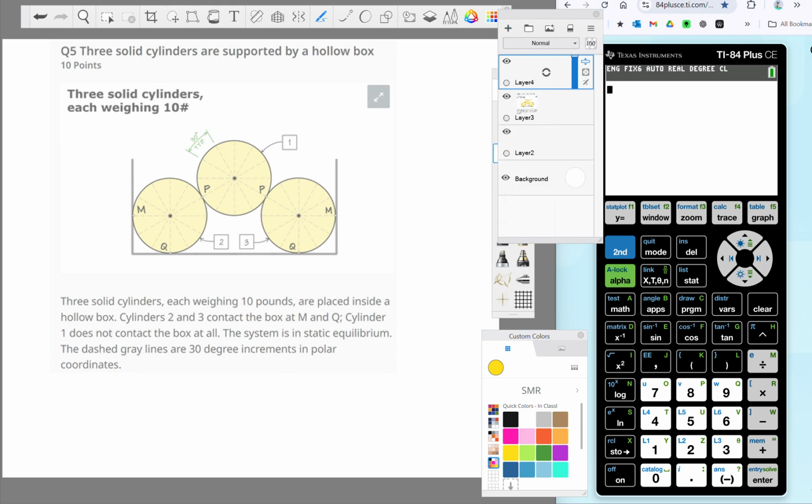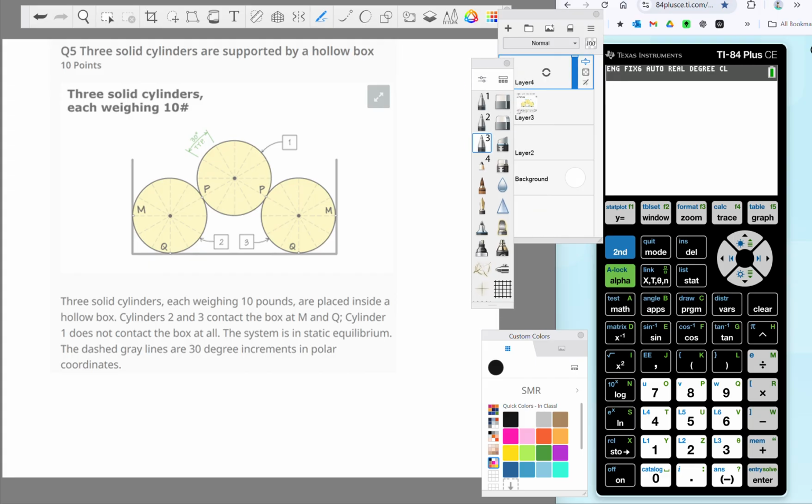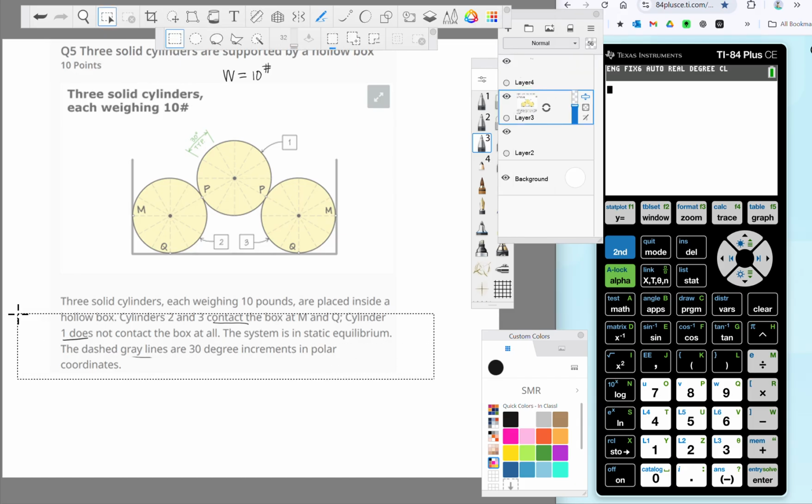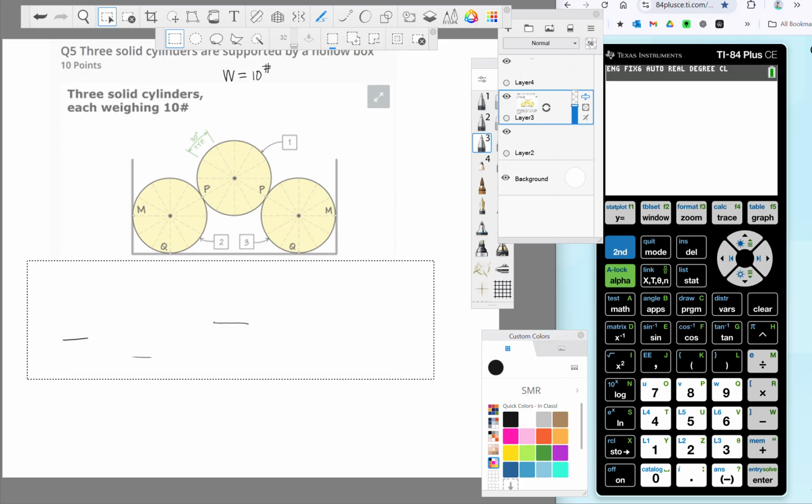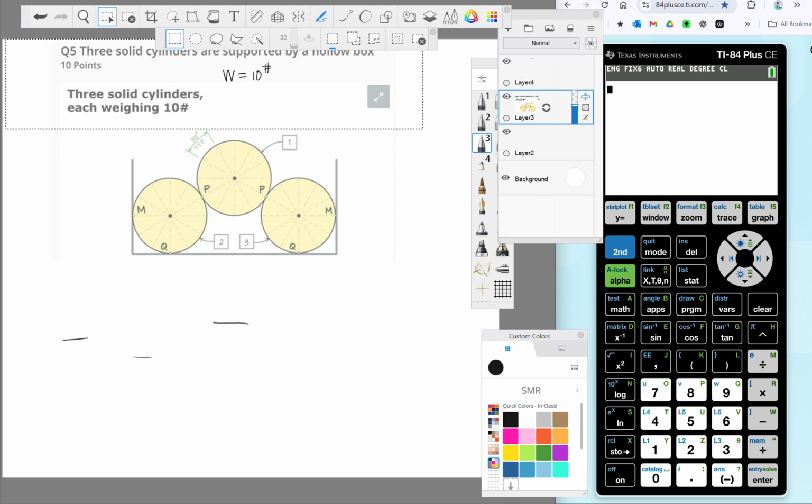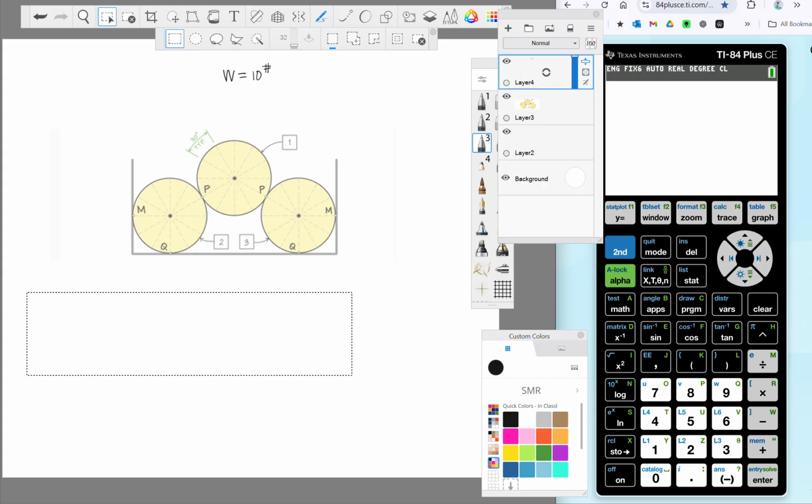All right, so we are on question 5. Three solid cylinders are supported by a hollow box. They each weigh 10 pounds. Let's make a note of that. Cylinders 2 and 3 contact the box. Cylinder 1 does not contact the box. The system is in static equilibrium, and all the gray lines are at 30-degree increments in polar coordinates. What we would like to solve in this problem are the reaction forces, or the normal forces, that occur in the various bodies. So let's get into that.